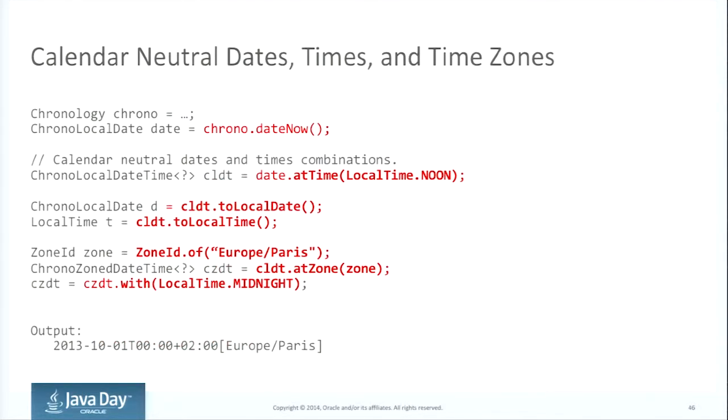Things that you can actually do, for example, if you want to have neutral dates, this is how you create one. You create a date from now, right now, into a chronology local date. So this is a date with chronology information. From that date, you just take a particular time and say, for example, noon. You can take a chronology date and time and extract that information into a local time. So you can move back and forth between chronology and ISO ones.